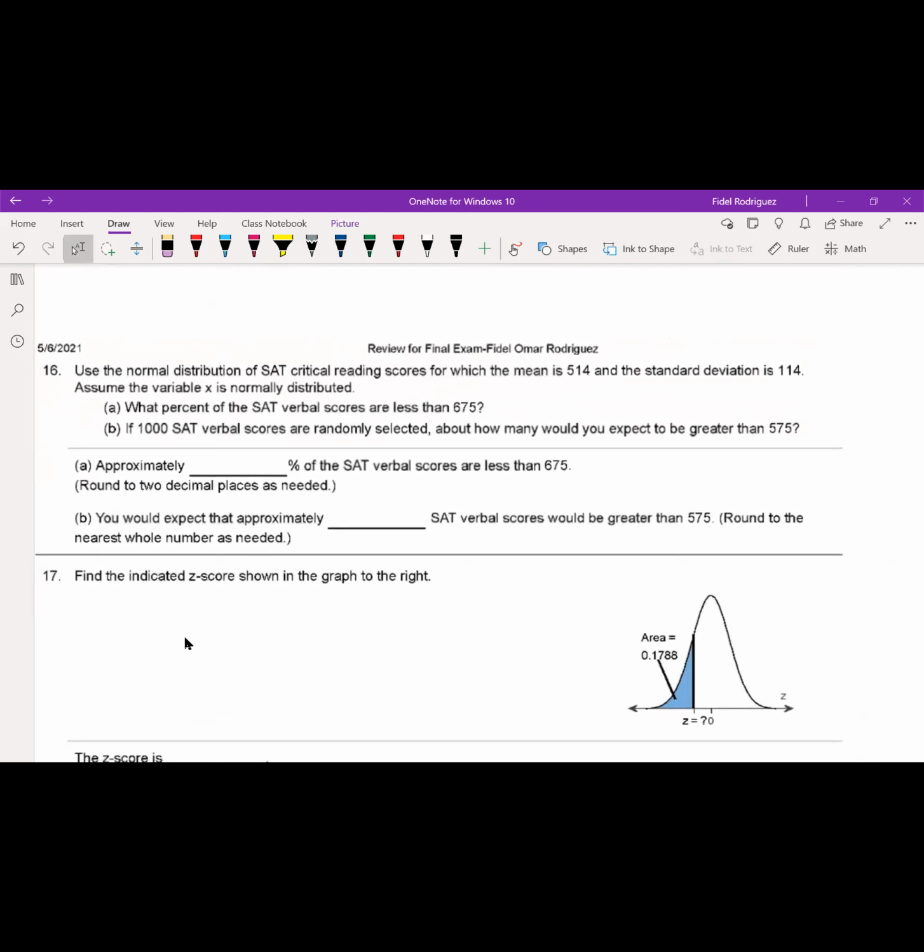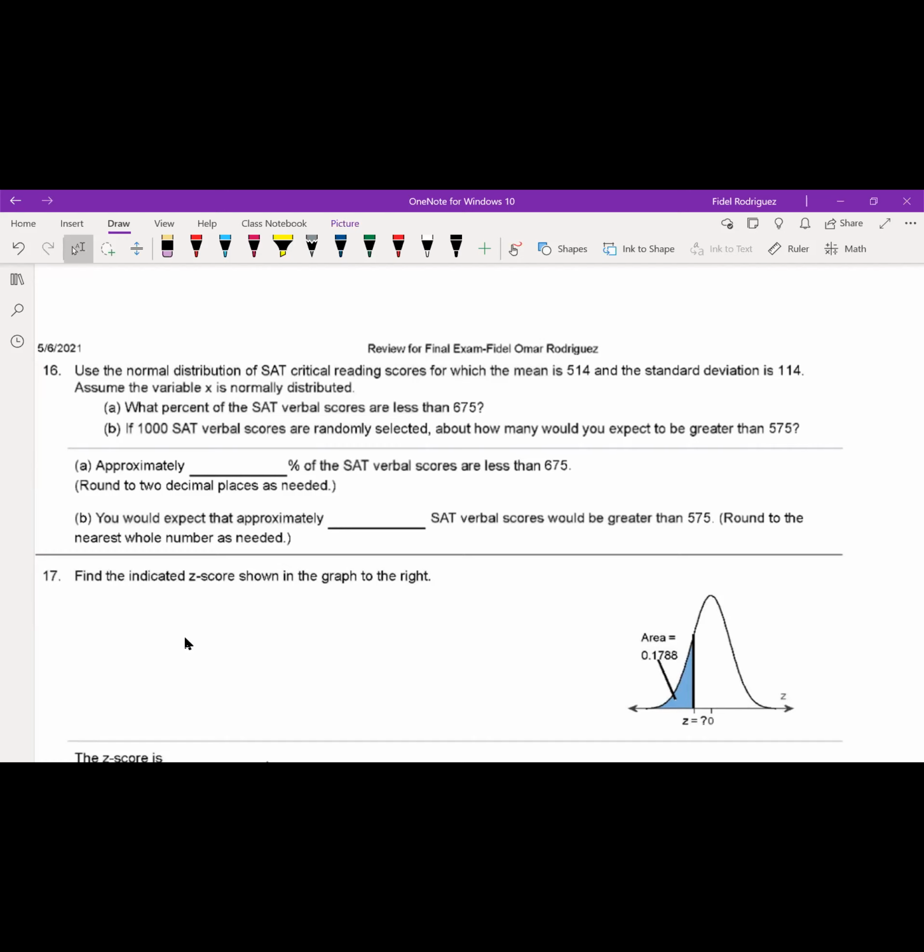So number 16 says, use the normal distribution of SAT critical reading scores for which the mean is 514 and the standard deviation is 114. Assume the variable X is normally distributed. And it says, okay, so let's take a look. What percent of SAT verbal scores are less than 675?